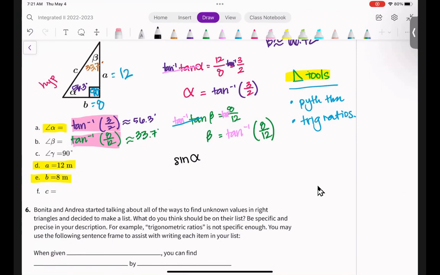So I'm going to go sine of alpha equals A over C, and then plug everybody in. So I get sine of 56.3 degrees equals A, which is 12, over C, which I don't know. Now, whenever your variable is on the denominator, there are a couple of different ways that you can solve it. I've shown you how to solve it by multiplying both sides by the denominator.